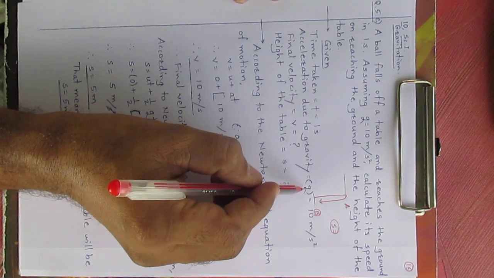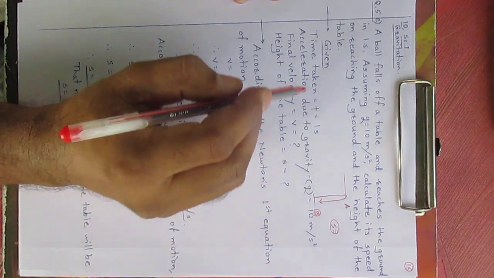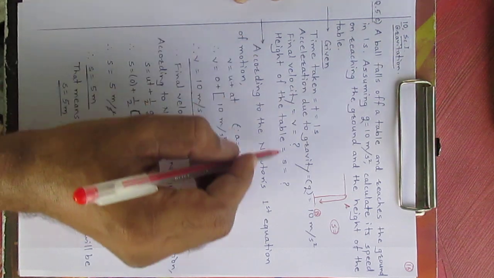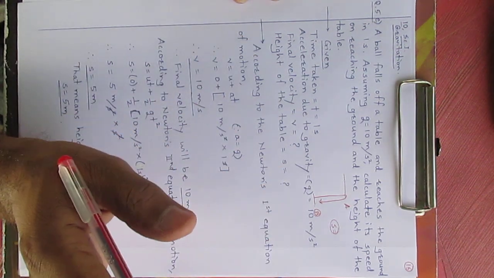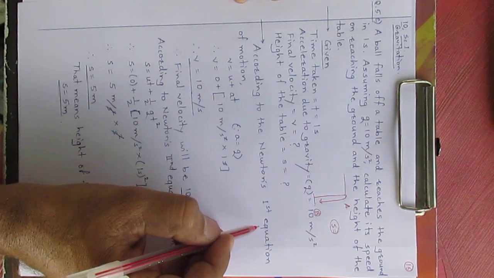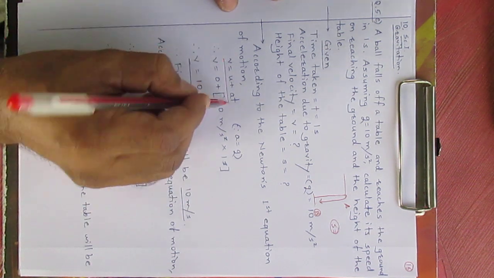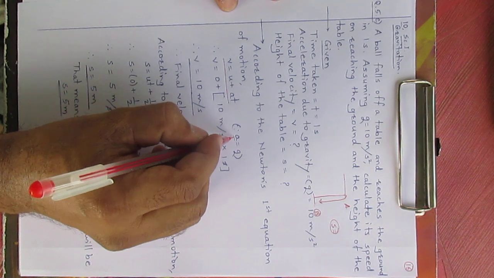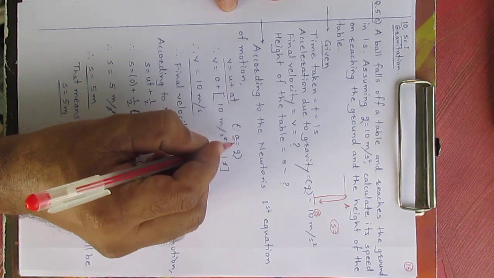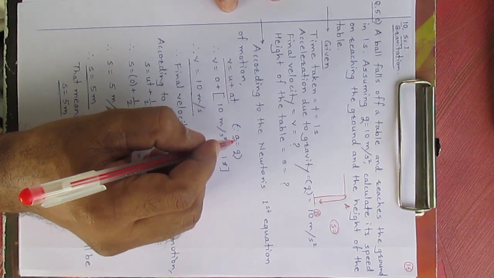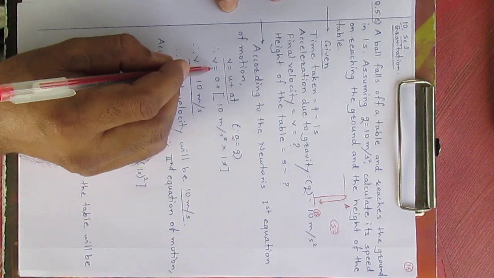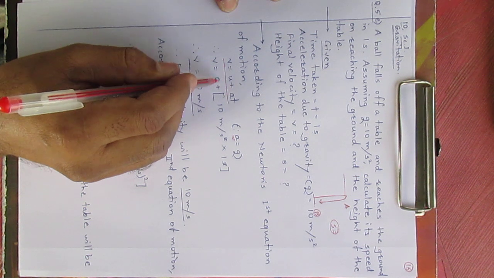Acceleration due to gravity g is equal to 10 meter per second square. Final velocity v is to be calculated. Height of the table s is to be calculated. According to Newton's first equation of motion, which states v is equal to u plus at, where we are already aware that the acceleration due to gravity, a is equal to g. Now u is 0.